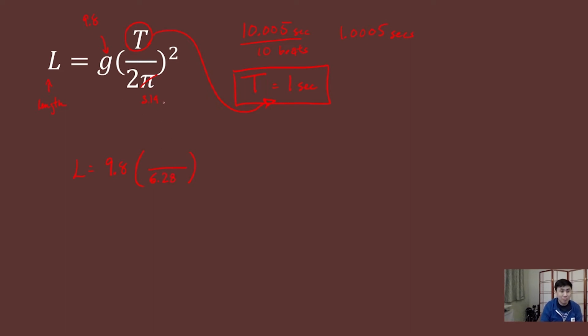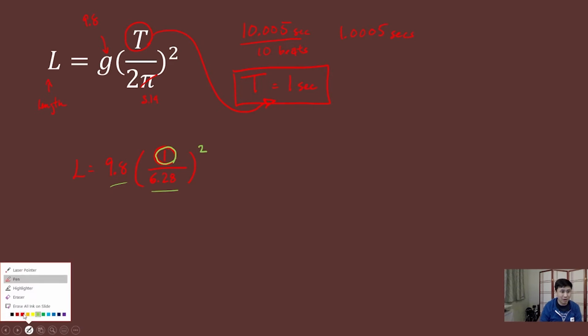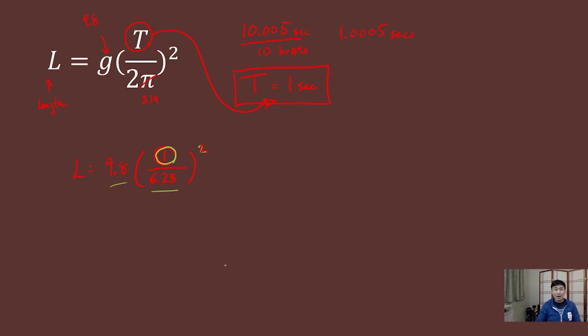And then here, my T is 1 second, 1, right? Look, I just replaced this. This is the only number that needs to change. This number here is the only number you'll plug in. All these other numbers, 9.8 stays the same, 6.28 stays the same, squared stays the same. Here, I'll put that back in red so that makes sense, right? 2 stays the same. Okay, so I just need to punch this into a calculator.